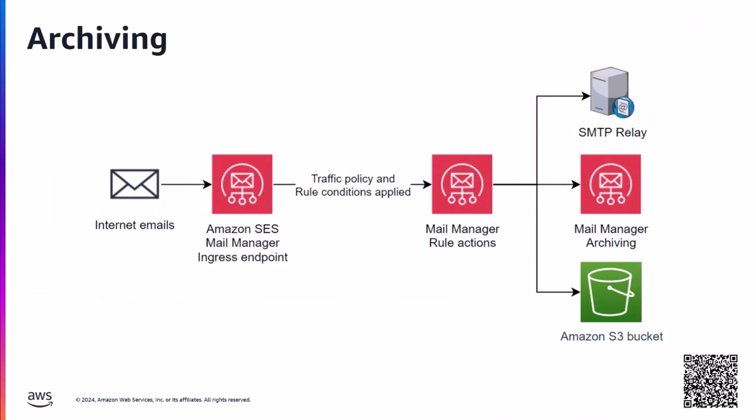Mail Manager's archiving feature is part of the rule set actions and can be combined with other actions depending on your requirements. For example, in our case, the accounting department might want to archive emails whose subject contains invoice and store to an S3 everything else. For flexibility, you can set up multiple archives to store emails ranging from a 3-month retention period to permanent storage and encrypt them using your own encryption key.